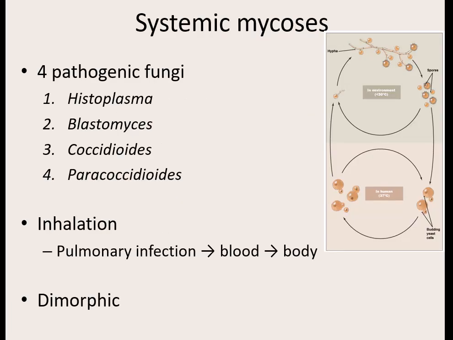4 true pathogens. So the 4 true fungi species that, no matter how healthy you are, you can still pick these up and get infected. It's Histoplasma, Blastomyces, Coccidioides, and Paracoccidioides. And some of these are really long names, so if you're a Scrabble fanatic, you're like, oh my God, I can get rid of all these C's and make the longest words ever.